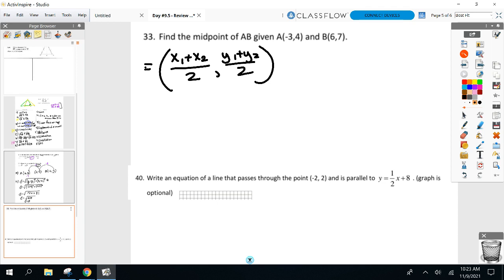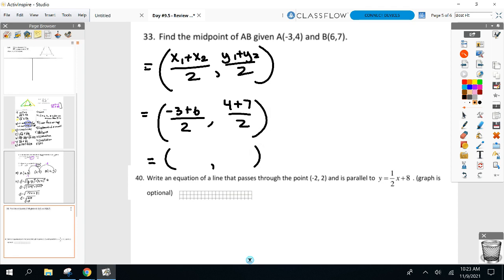And now you just got to plug it in. That's it. Different than the other one because now you're finding the midpoint. In the previous problem, or the first problem we did in class, I gave you the midpoint. So now you just got to plug in your coordinates. So what do we got? -3 plus 6 divided by 2, and 4 plus 7 divided by 2. Just wanted to review all that with you.